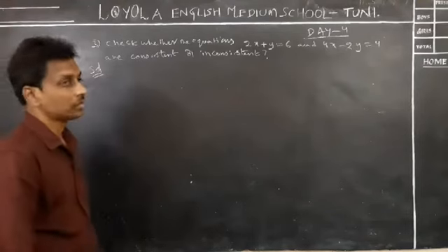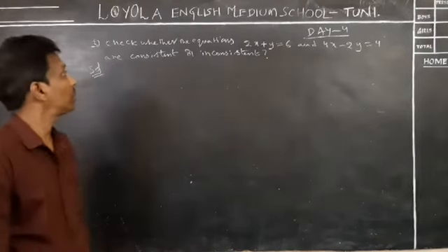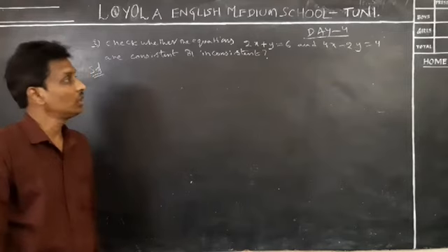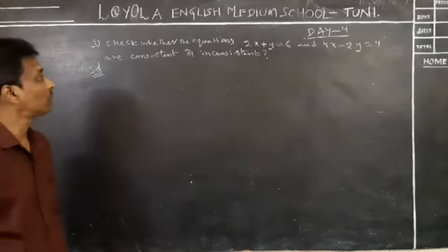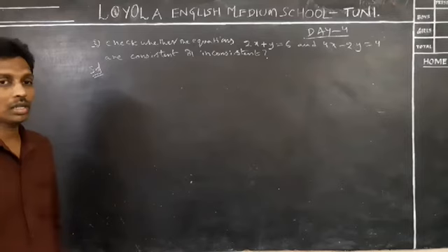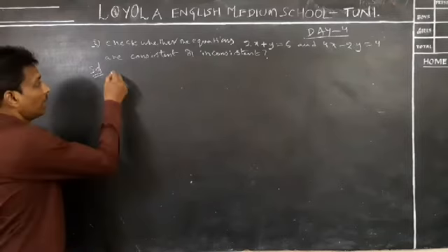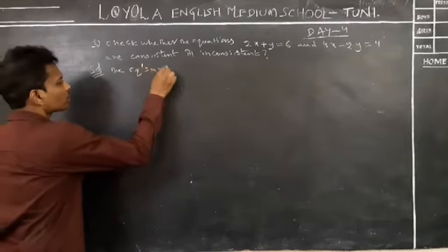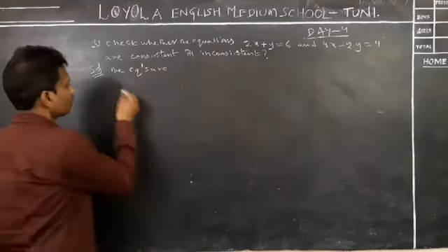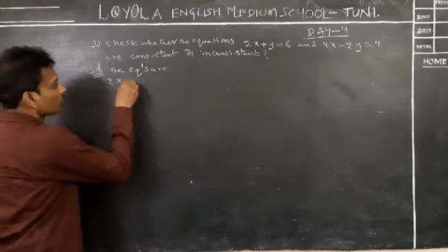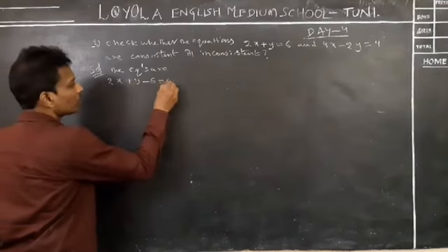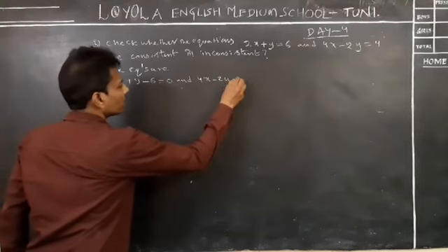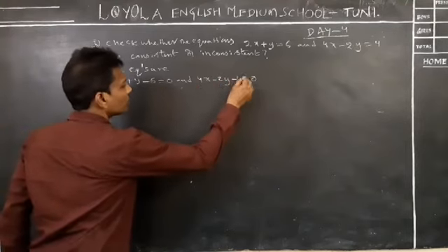Okay, children, let us go through the first graph problem. Check whether the equations 2x plus y equal to 6 and 4x minus 2y equals 4 are consistent or inconsistent lines. Let us see. The equations are 2x plus y minus 6 equal to 0 and 4x minus 2y minus 4 equals 0.